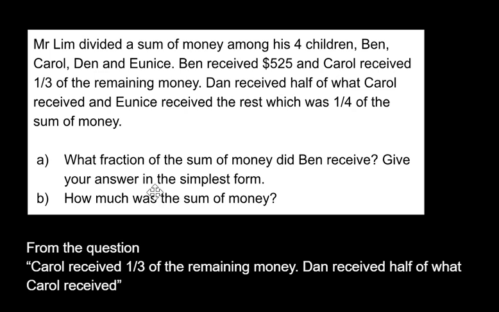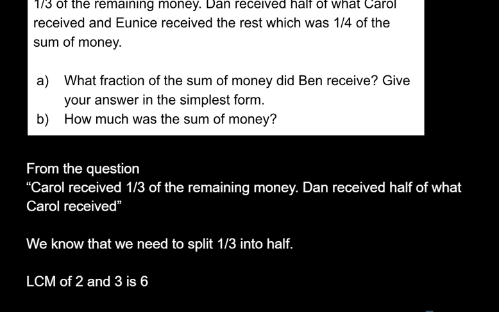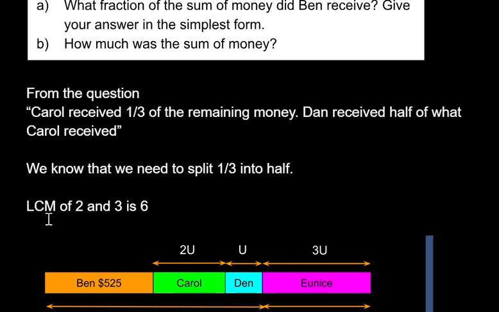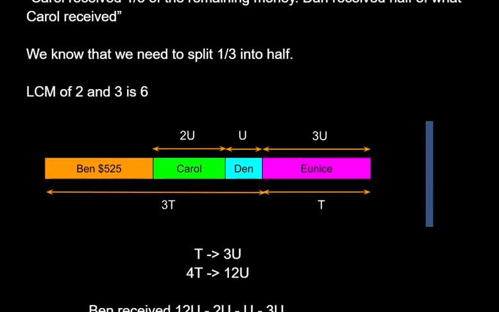From the question, we know that it's a remainder type of question, so it's a single bar model. Second thing, the question says that Carol received one third of the remaining money and Dan received half of what Carol received, which means later we're going to chop this one third into half. So to prevent working with a lot of fractions, we're going to find the LCM of 2 and 3, which is 6. Okay, now let's draw the model.